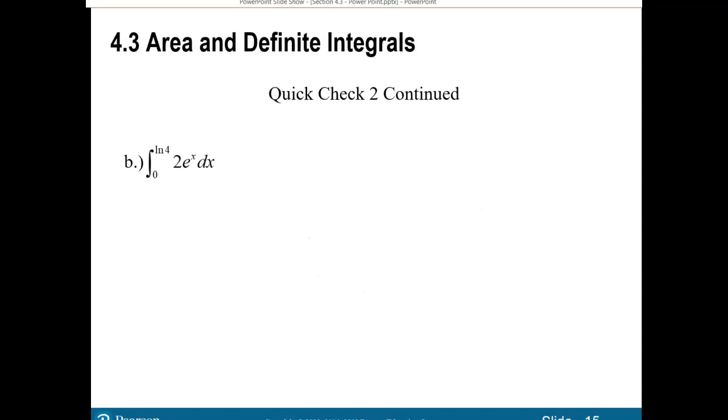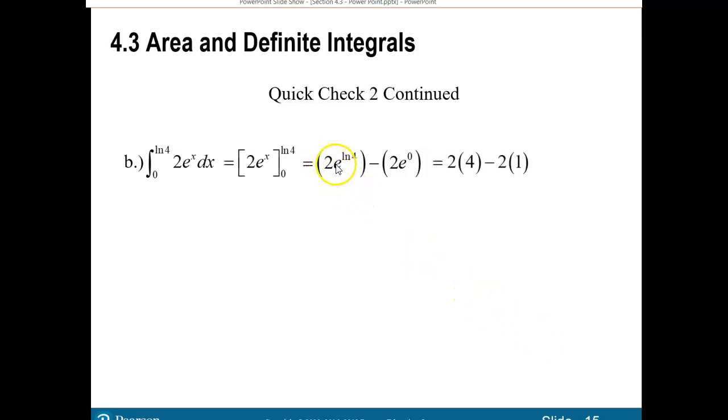All right, part B. The integral from 0 to the natural log of 4 of 2e to the x dx. So my antiderivative, the 2 would just stay there, it's a constant. The antiderivative of e to the x is itself. So that's my antiderivative function. Plug in the natural log of 4, so 2e to the power of natural log 4, minus 2e to the power 0.